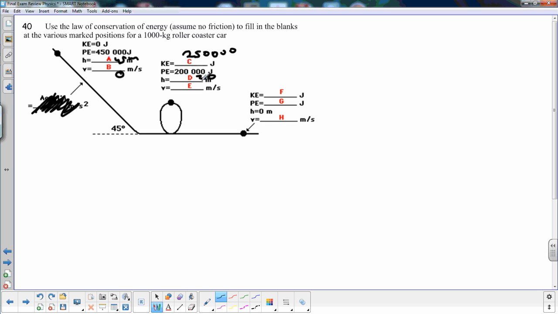And then this guy, you're going to have no PE, which means this is going to be 450,000. Okay. Which means that's also equal to 1/2 mv squared, and we'll use that to get my velocity, just like we used this to get the velocity. 450,000 times 2 divided by 1,000. Take the square root. 30 meters per second.